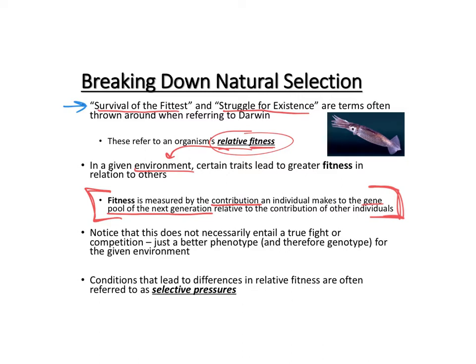Contrary to what a lot of people think, this doesn't necessarily mean that there's any kind of fight or competition going on between organisms. It's just that if you have a better set of traits, a better phenotype for your environment, you reproduce and pass those traits, so you affect the genotypes of the next generation. Any condition in our environment that affects relative fitness is called a selective pressure. Things can be selected for or selected against if they are good traits or not so good traits. And we say that the environment is exerting these pressures on the group or on the individual.